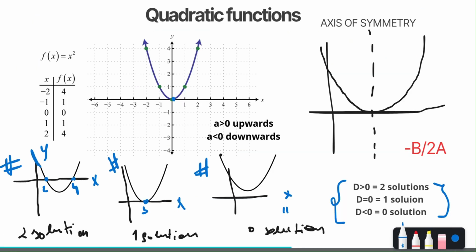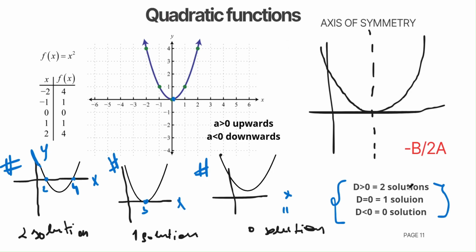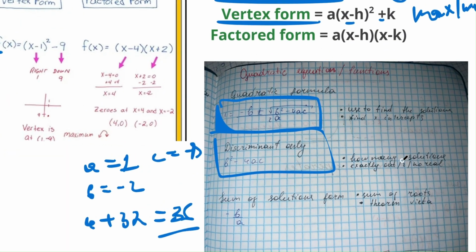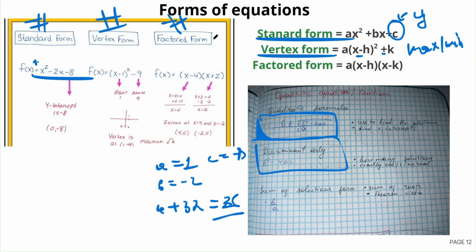And I remind you the scenario: if our discriminant is positive, which means more than 0, we've got 2 solutions. If it equals 0, we've got 1 solution. If it's less than 0, we don't have any solution. This is the easiest way of finding how many solutions you have in your equation.